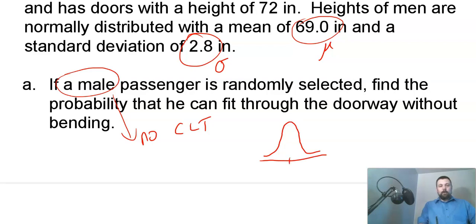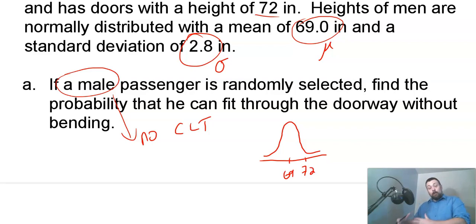The mean will be in the middle, so 69. We're looking at being able to fit without bending. The height of the door is 72 inches. That's going to be to the right of 69, so it'll be over here. But in order to fit under that doorway without having to bend, your height will have to be smaller than 72 inches, right?